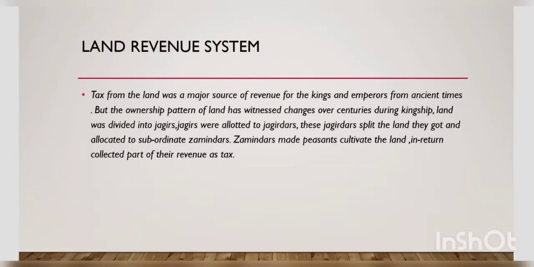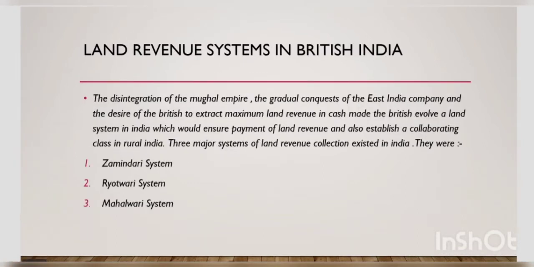Land revenue system. Tax from land was the major source of revenue for kings or rulers, and they used to collect taxes mainly through three land revenue systems. They were Zamindari system, Rayotwari system and Mahalwari system.